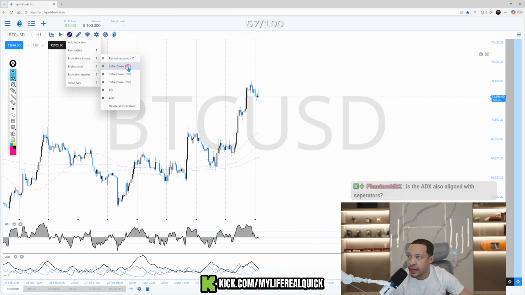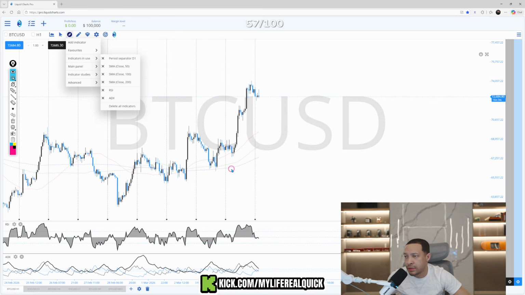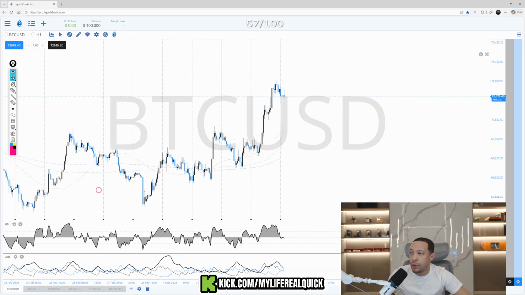I have SMA close 50, SMA close 100, and SMA close 200. SMA close 50 will be my red line, as you can see here. My SMA close 100 will be my green line that you see here. My SMA close 200 will be my blue line that you see here. What do I use them for? I use them for a dynamic form of support and resistance. Period separators I don't have to cover because they're just periods that we talked about on day one. So, all right, when it comes down to these moving averages, I use them as dynamic forms of support and resistance. What does that mean?